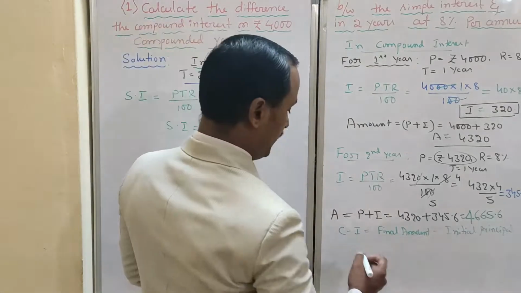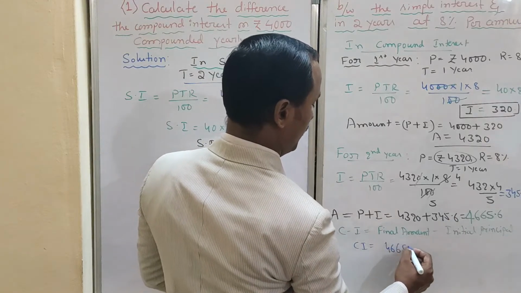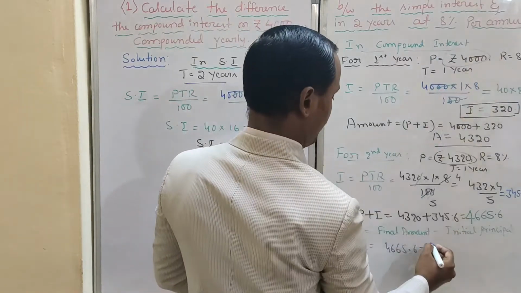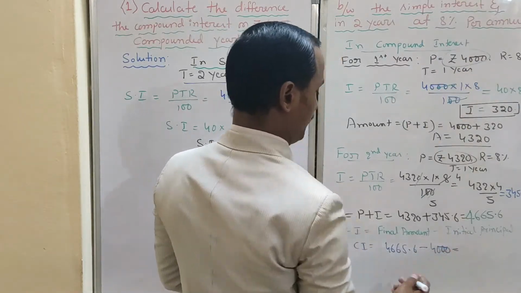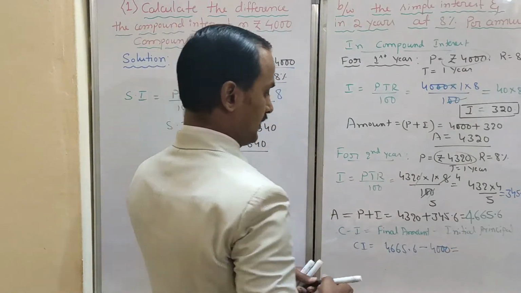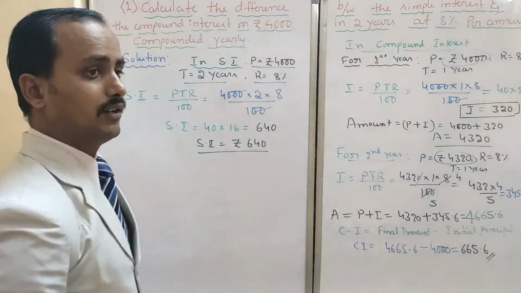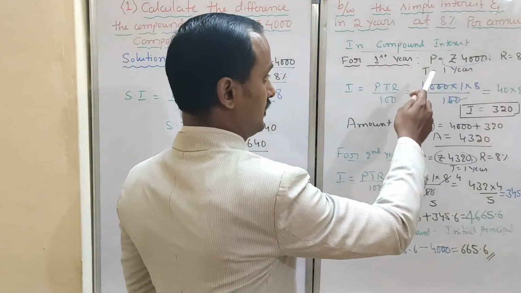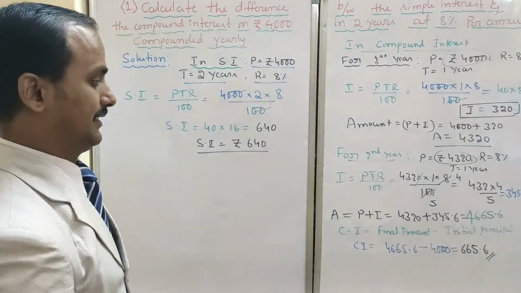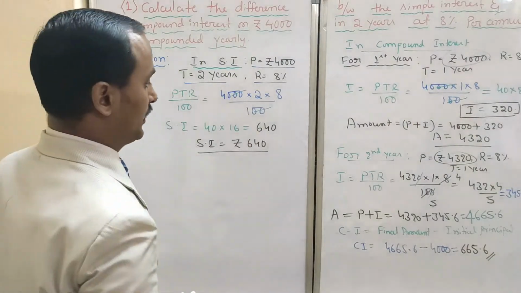Next, compound interest is equal, final amount is 4,665.6 minus initial principal, what is that? This one, 4,000, is equal to, what is the answer? 665.6. In the compound interest for 4,000, the rate of interest 8%, we got it. Compound interest is 665.6. Then here simple interest for 4,000, how much is it in the 2 years? 640 is there. The difference.